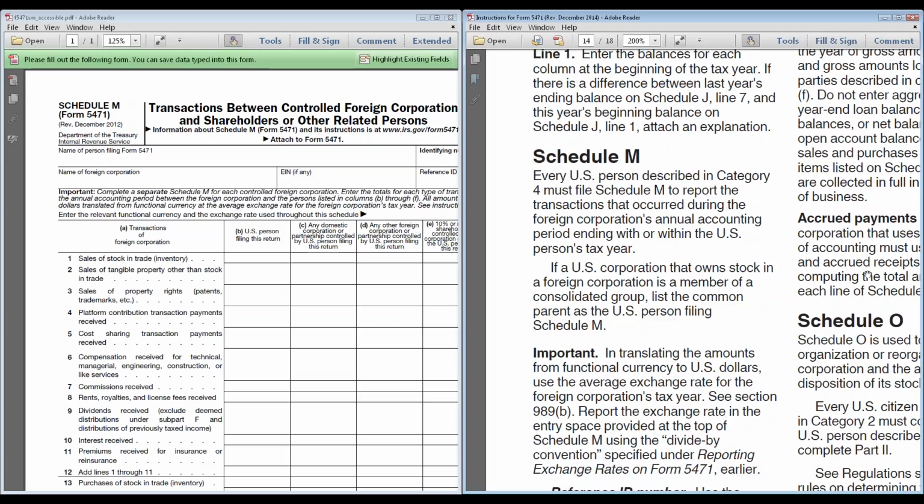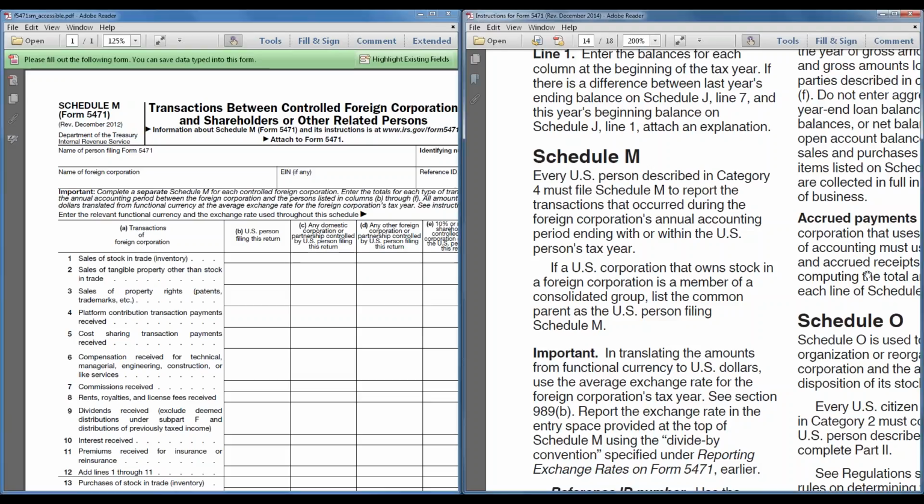And there's a similar form for transactions with a foreign partnership and transactions with a foreign disregarded entity. But nothing is more important than a transaction between two corporations, two C corporations especially, and a controlled foreign corporation is always a C corporation. And so I have on the form, on the video here, on the screen, the instructions and the form.